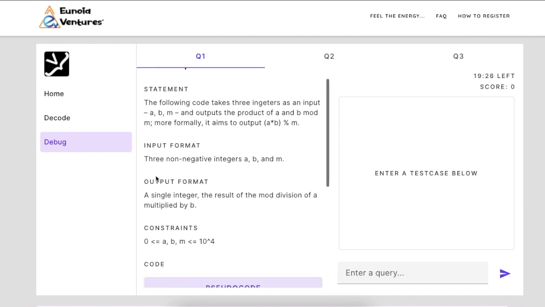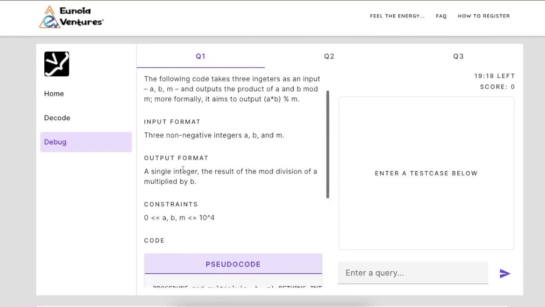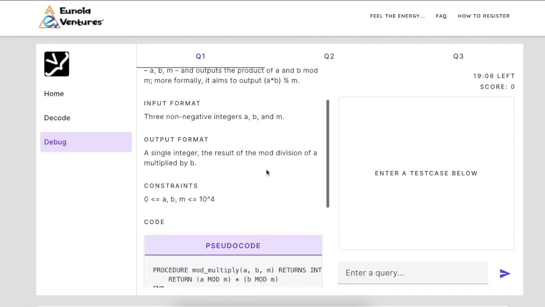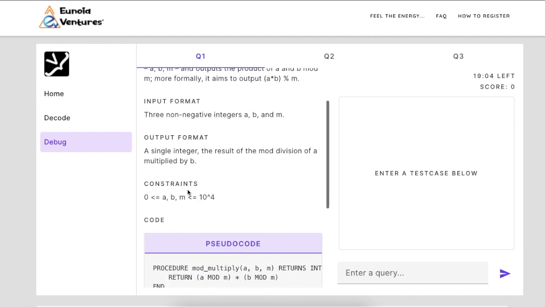So the input format and output format they've given us is 3 non-negative integers a, b, and m. So they can only be 0 at a minimum. And an output format, a single integer, the result of the mod division of a multiplied by b. So once again, that is a times b divided by m, and the remainder that comes from that. So we were given some constraints for the input. So a, b, and m at a minimum can be 0, and at a maximum can be 10,000.